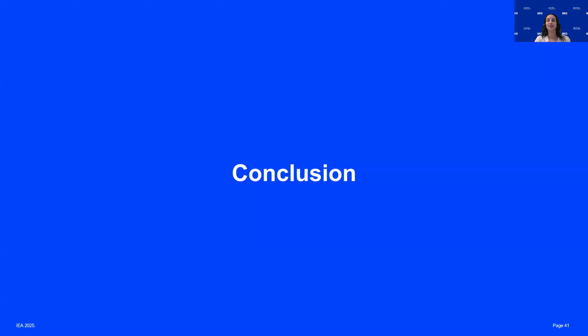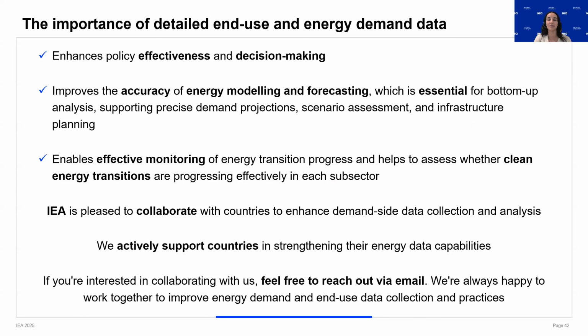To bring it all together, here are the main takeaways from this presentation. Energy demand and end-use data is essential because, first, it enhances policy effectiveness and decision-making. Policymakers can tailor energy policies to specific end uses, set realistic targets, and track the impact of efficiency regulations at the subsectoral level.